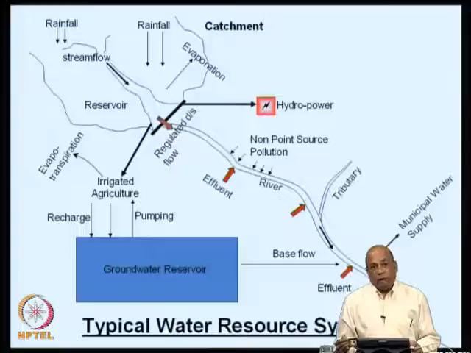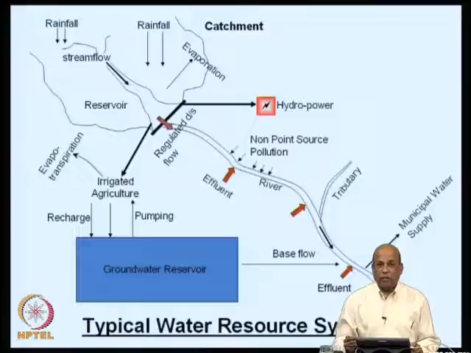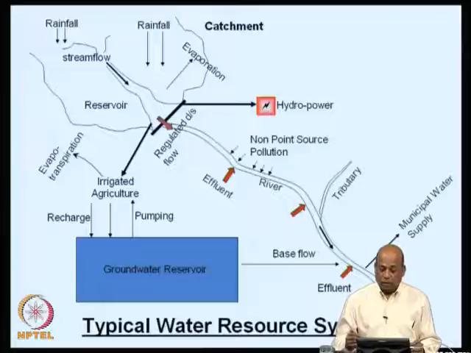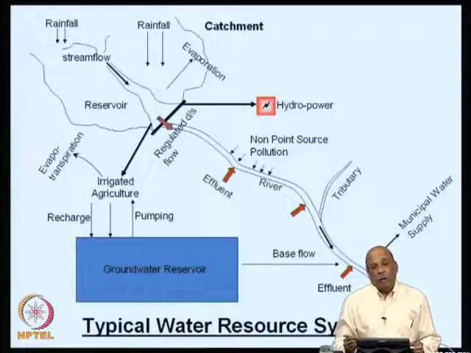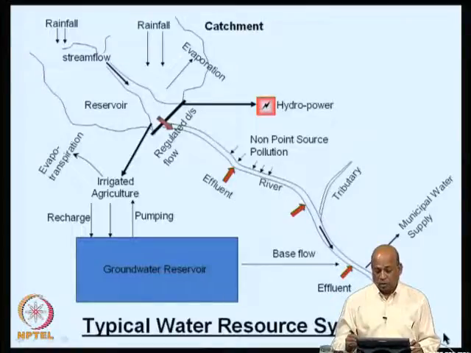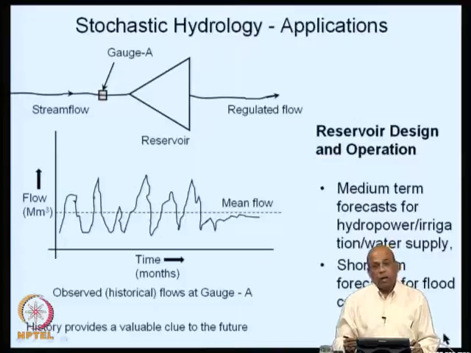Now, because of these uncertainties, we need to evolve methodologies through which we address these uncertainties and make several decisions on water resource systems in the face of these uncertainties. And the basic aim of this course on the stochastic hydrology is to introduce such methodologies that are useful in addressing uncertainties in the hydrologic processes. So, we will just go through some of the typical applications, so that the students will know the usefulness of this course in actual applications.